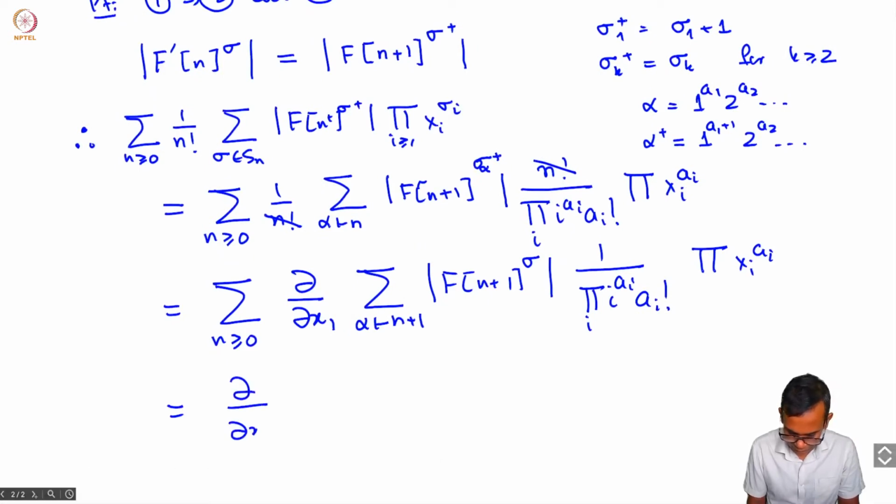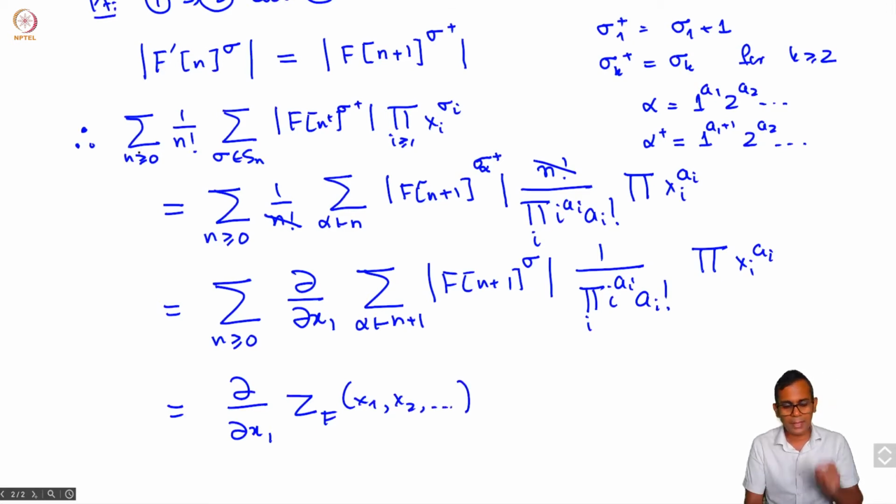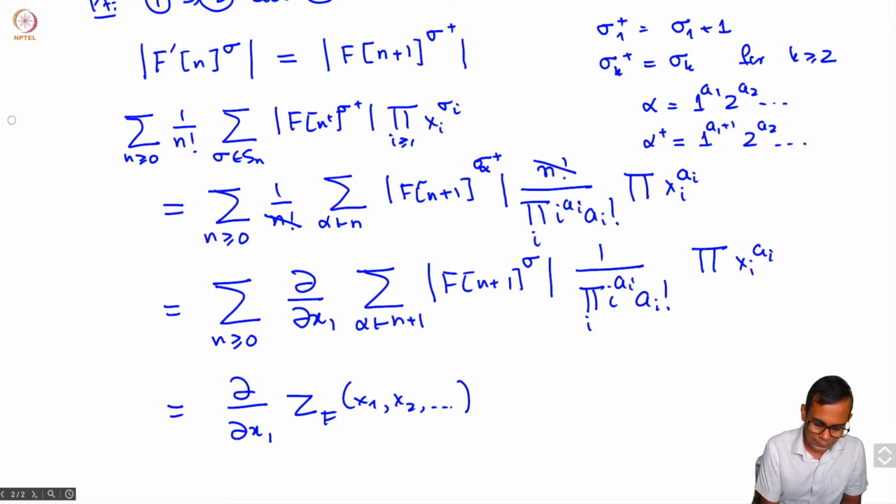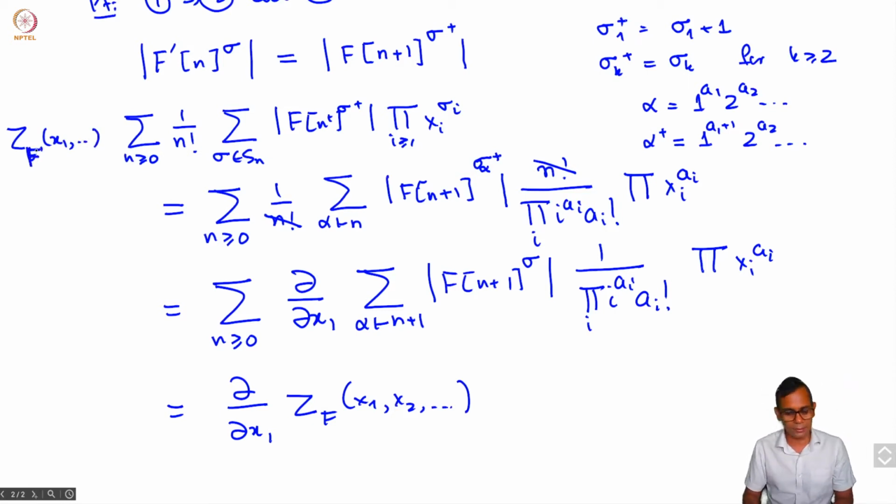del x1 of zf of x1, x2. So the cycle index generating function of f prime is the partial derivative with respect to x1 of the cycle index generating function of f.